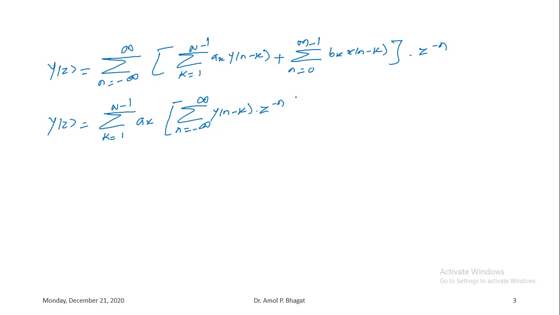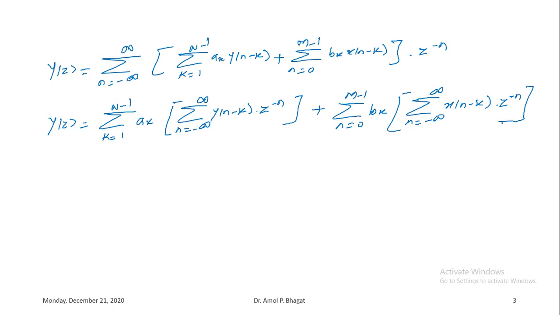Similarly, I can write it down for the other term. If I'm taking bk outside this summation, n equals 0 to m minus 1, I'll have summation n equals minus infinity to infinity x of n minus k multiplied by z to the power minus n.